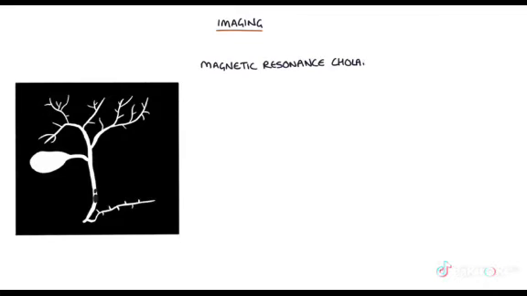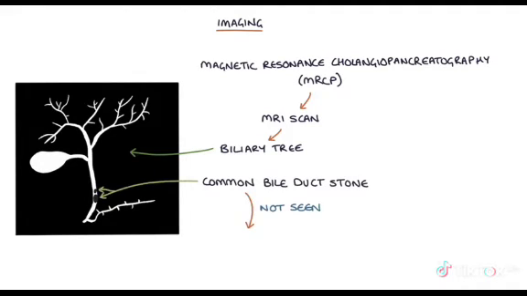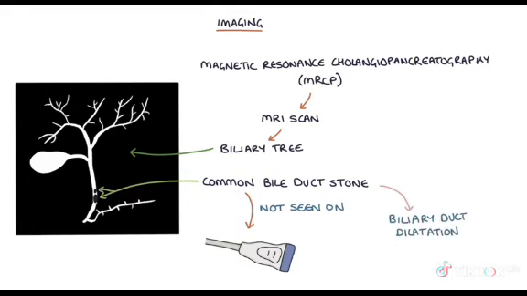Magnetic resonance cholangiopancreatography, or MRCP, is a type of MRI scan that may be used to visualize the biliary tree in more detail. And this is used if a common bile duct stone is suspected but has not been seen on the ultrasound scan. And the reason to suspect a common bile duct stone are biliary duct dilatation on the ultrasound scan or a raised bilirubin level on the blood test.